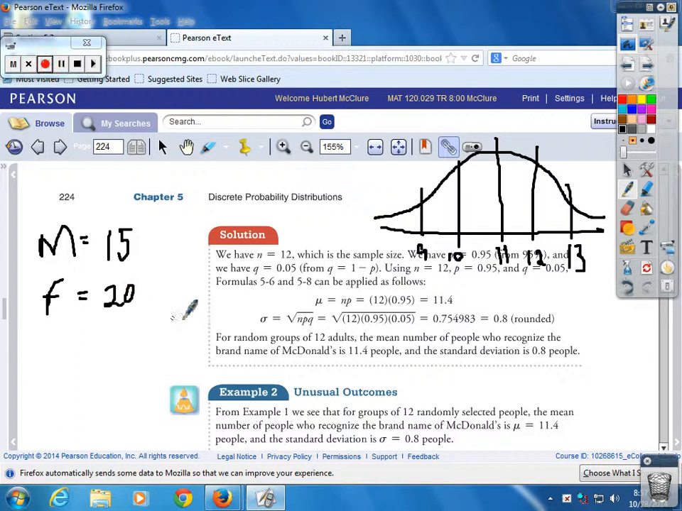All right? What is the binomial distribution of this data set? Well, how many are male? What's the probability of being a male? 3/4. 15 over what? 35, thank you. You're a loser, be quiet. You live in a ditch. And what is the female data set? 20 over 35.